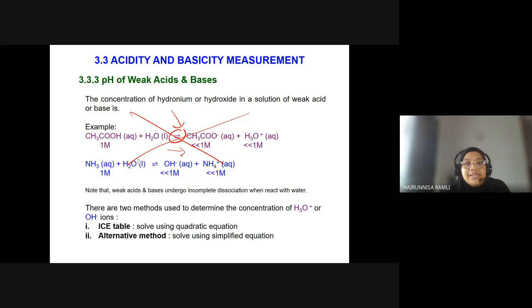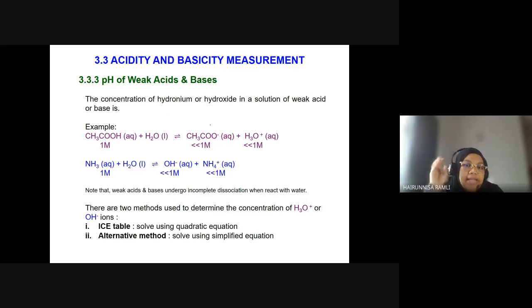So, that's why saya cakap banyak kali tadi. Strong acid, single arrow. Strong base, single arrow. Weak acid, weak base, baru reversible. How to know weak acid ke, strong acid ke? Okay, kejap lagi saya akan explain. Kita tak masuk lagi contoh soalan.